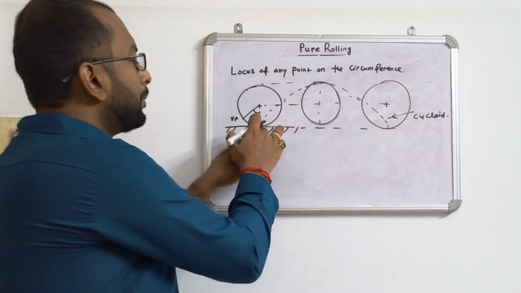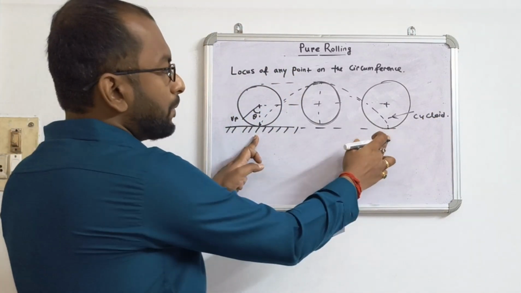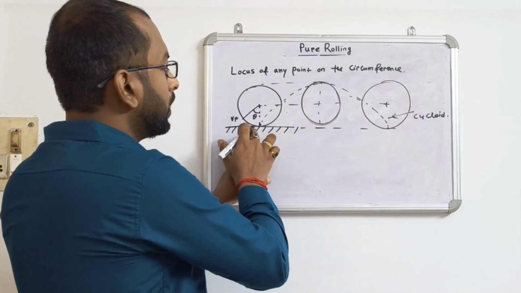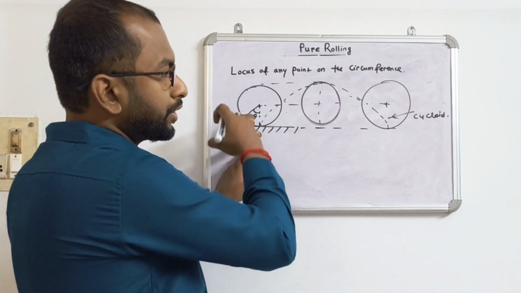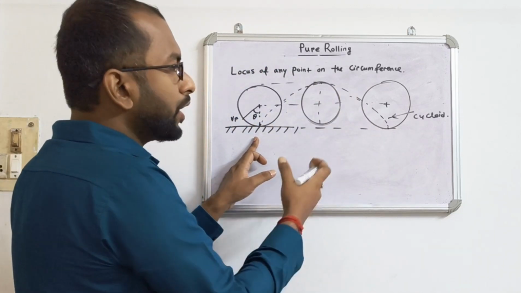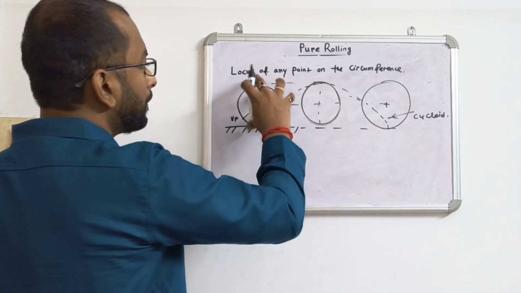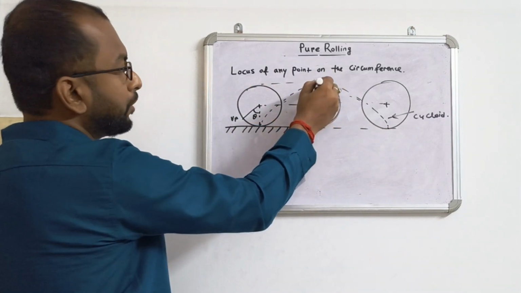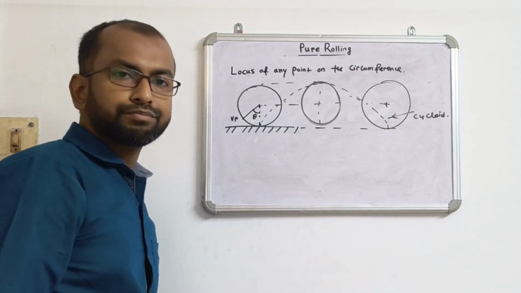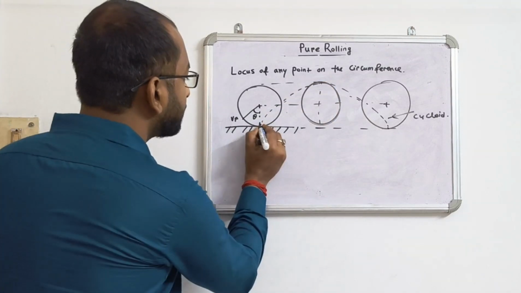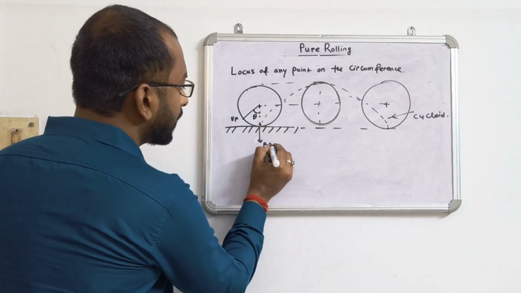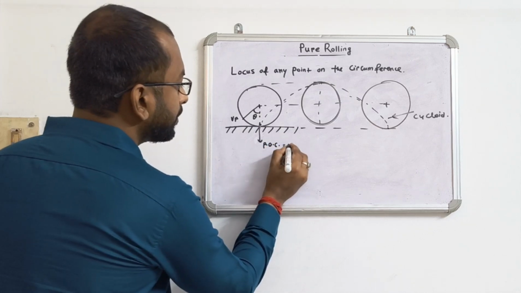This will again come back as a point of contact after having one rotation, while this circular body is rotated by pi angle, that is 180 degree or half the rotation. This point will reach here after having half rotation. This point will reach at the top. So here at this point, the velocity of point of contact is 0.